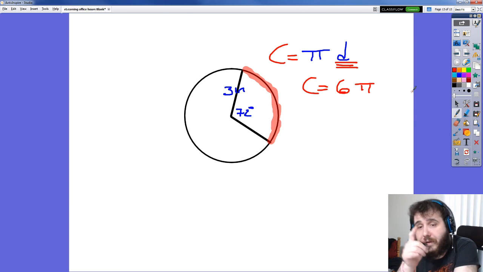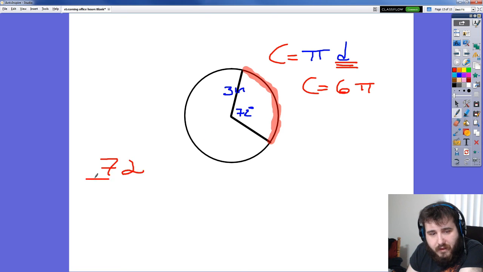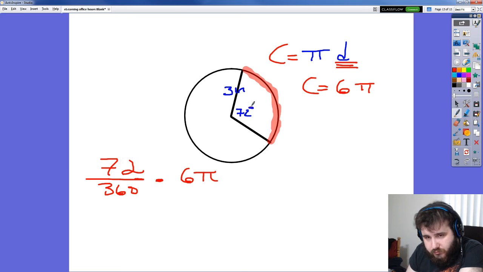But we don't want the whole thing. We just want this piece. That's the whole point. We don't want this piece. We want just this part. So what we're going to do is say, all right, I know I only want 72 degrees out of the whole 360, right? So I can do 72 degrees out of 360 times 6 pi. What fraction of 6 pi do we actually want? 72 out of 360. That's what we're doing.